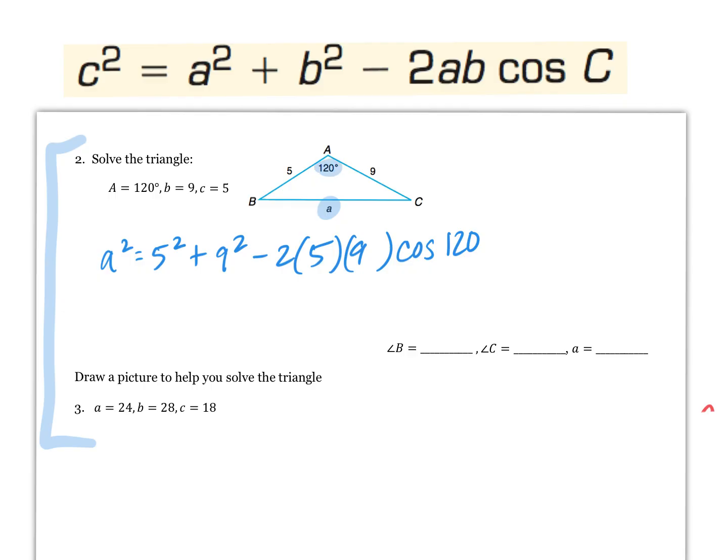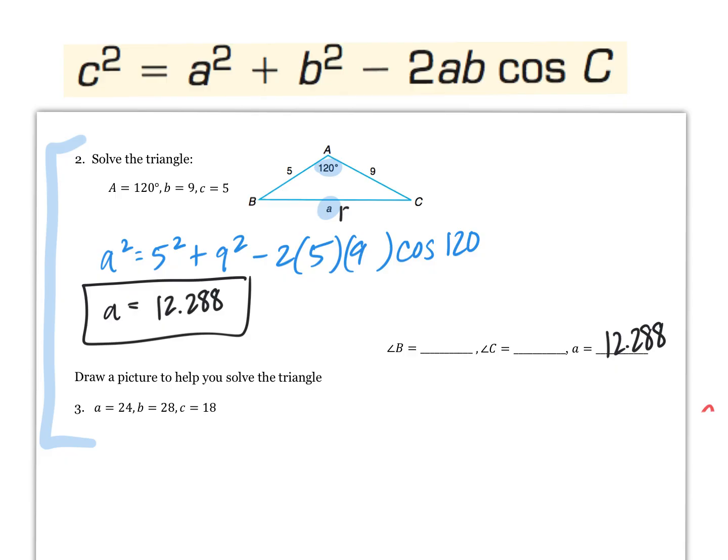Let's go type all that in. Get the square root of it and let me know what you get. Callie got 12.288. Anybody else? Now, that's my side A. Great. What can we do to find angle B or angle C?